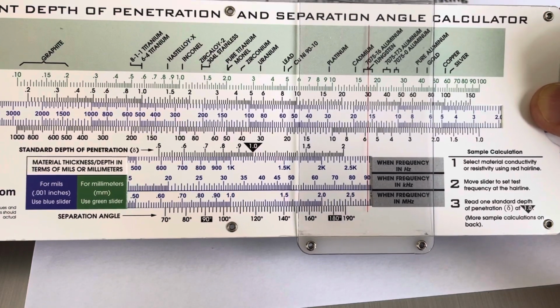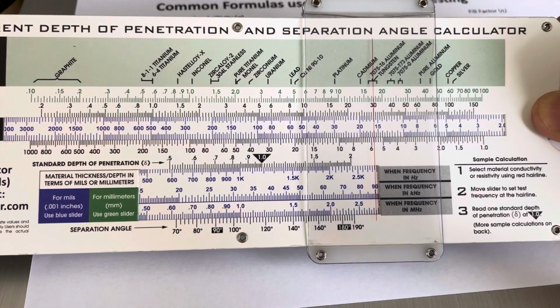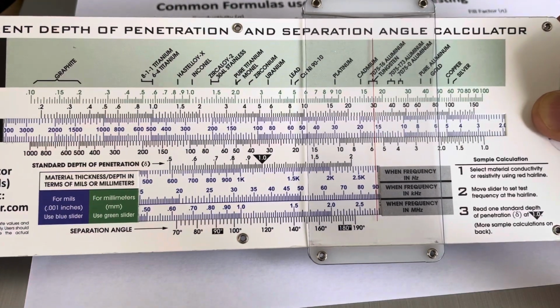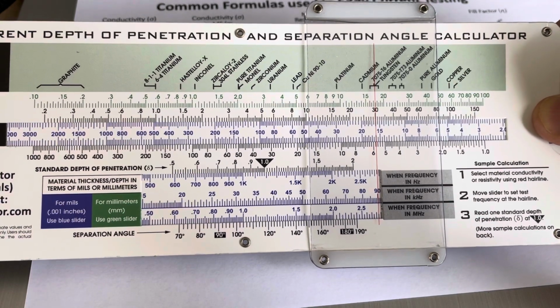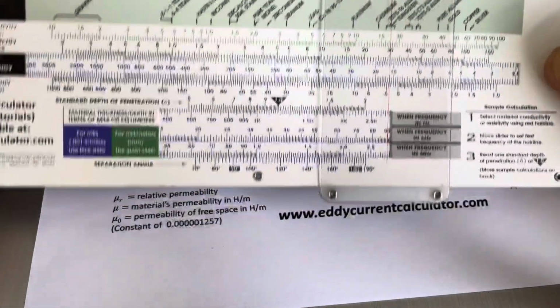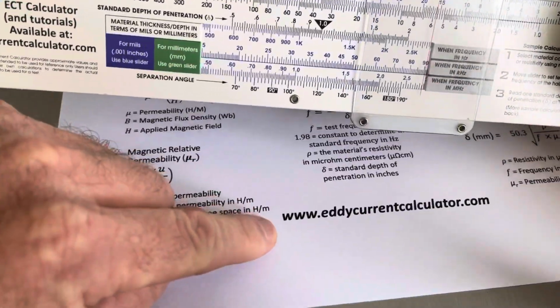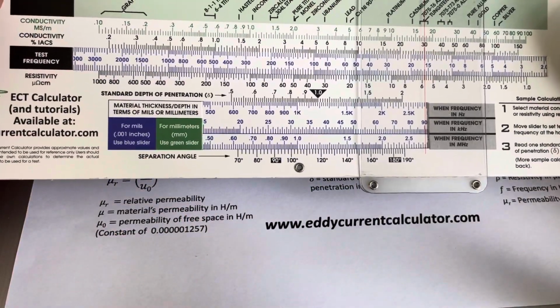Now the reason I use 0.8 standard depths of penetration is that the formula for plate establishes 0.8 standard depths of penetration at the back of your material. So it's not something that I came up with. It's based on a formula, and you can find that formula at eddycurrentcalculator.com. You can find the F90 formulas for plate and tubing.